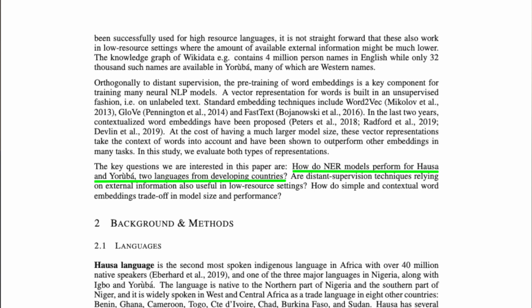Now this paper aims to answer 3 questions which I hope by the end of watching this video you'll be able to answer. Firstly, how do NER models perform in the two low resource languages? Secondly, is distant supervision that relies on external information good for low resource settings? And thirdly, how do simple and contextualized word embeddings trade off in model size and performance?